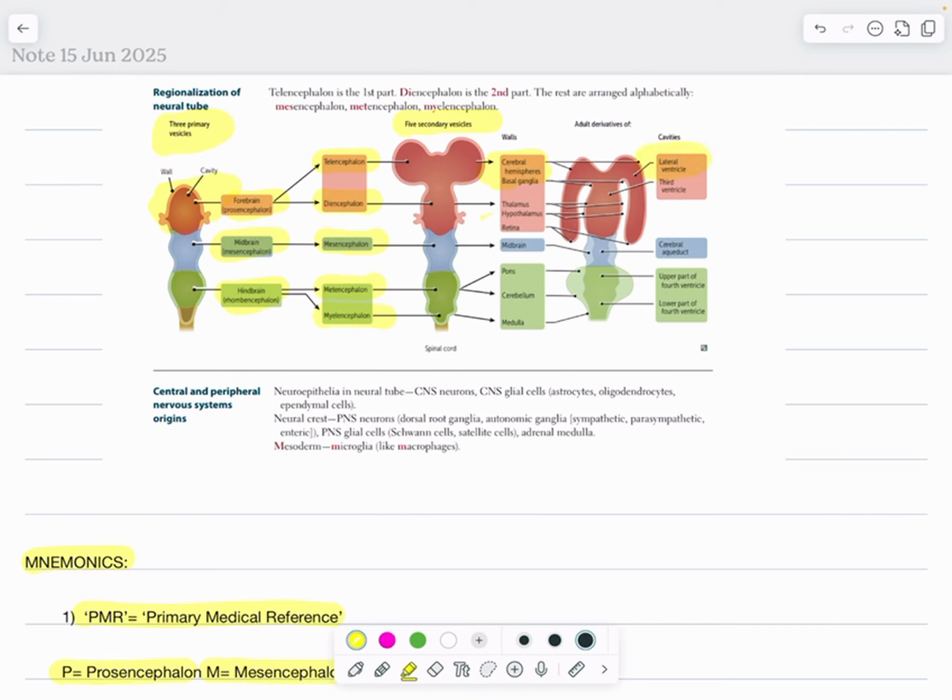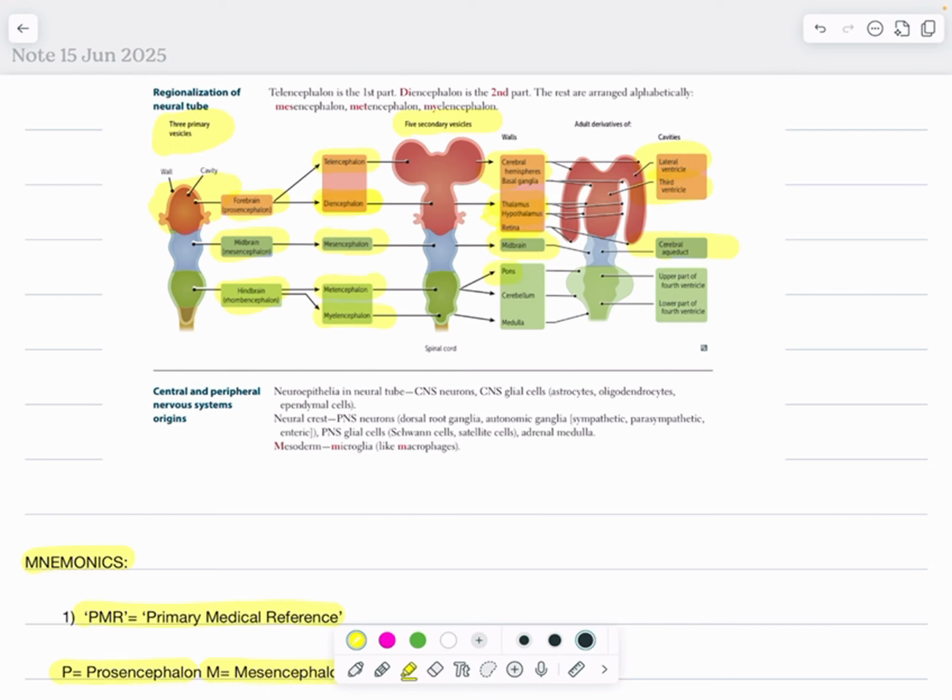The telencephalon forms the cerebral hemispheres and basal ganglia, the cerebral hemisphere as cortex and the basal ganglia, and the cavity is the lateral ventricle. The diencephalon forms the thalamus, hypothalamus and retina, and the cavity is the third ventricle. The mesencephalon is the midbrain, stays midbrain, and the cavity is the cerebral aqueduct.